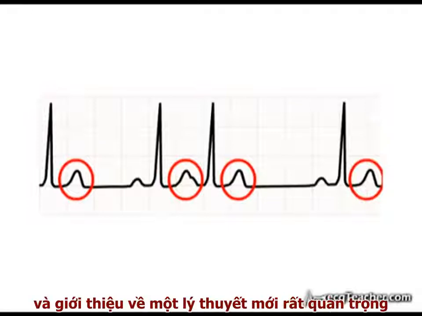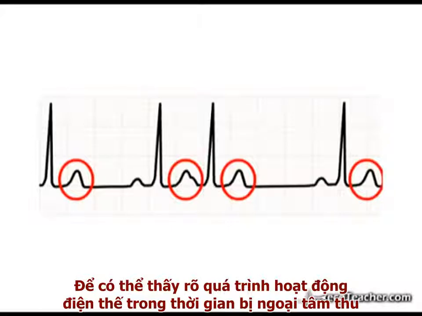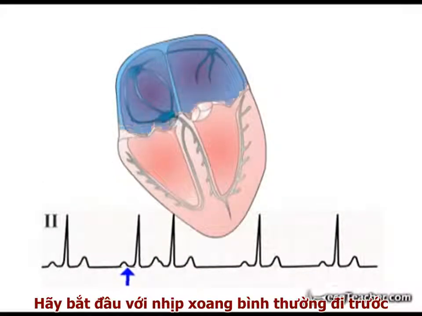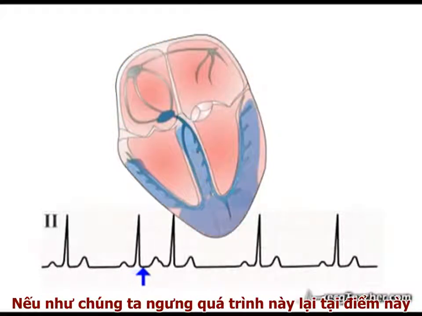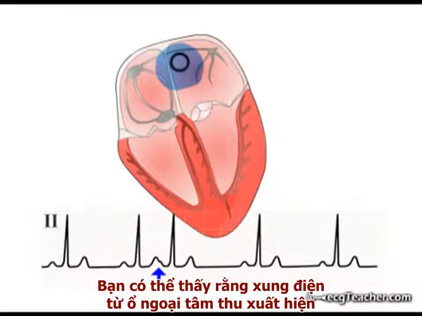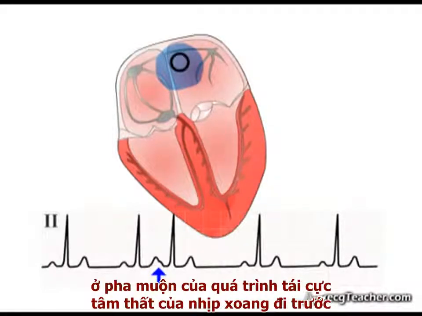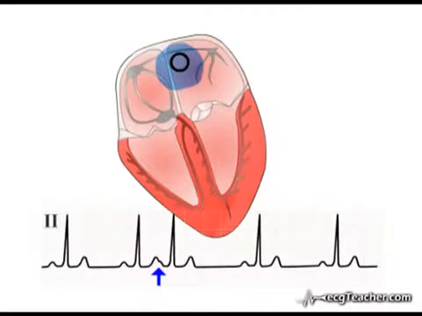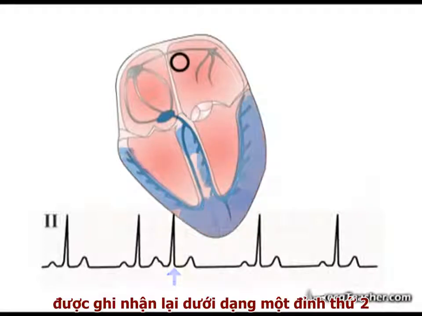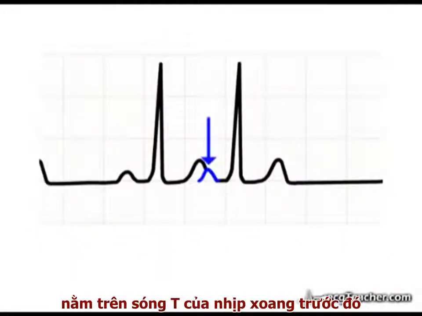We can explain this and introduce an important concept by watching events in the heart around the time of the ectopic. Starting with the preceding normal sinus beat, if we freeze events at this point, you can see that discharge from the ectopic focus has occurred during the late phase of ventricular repolarization associated with the preceding sinus discharge. Consequently, the ectopic P-wave has been recorded as a small second peak on the preceding T-wave.